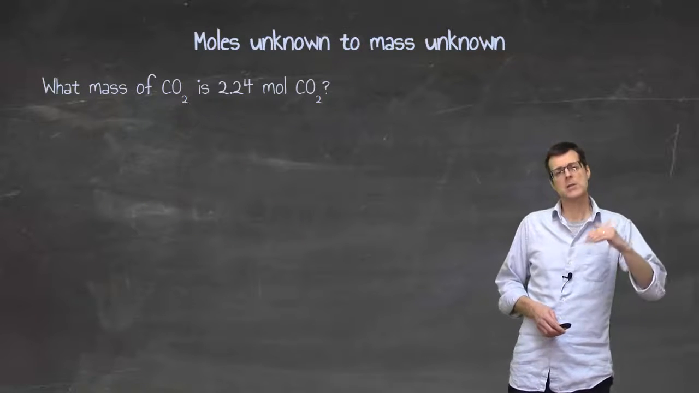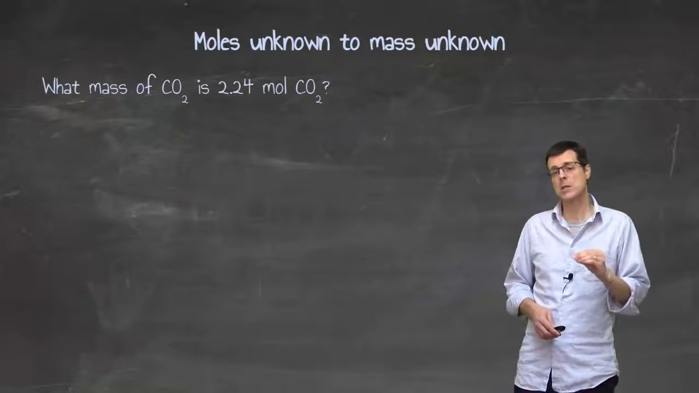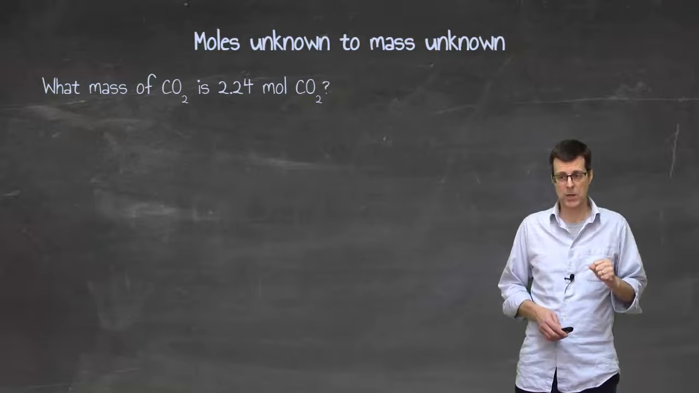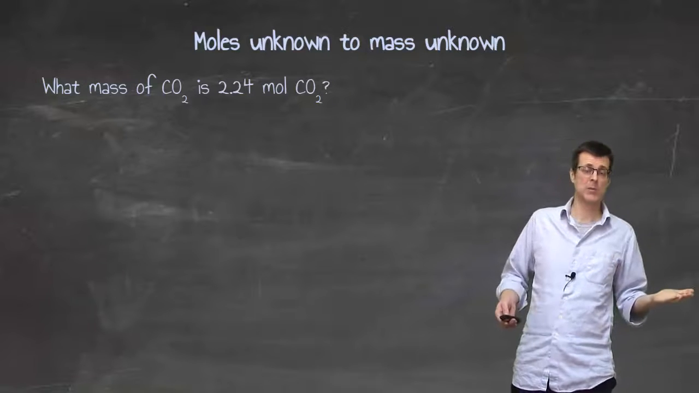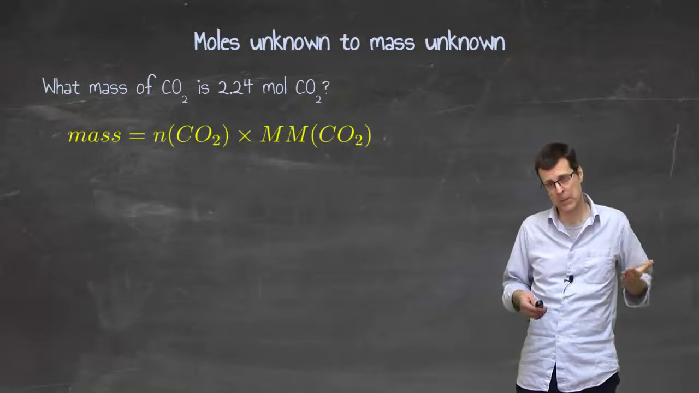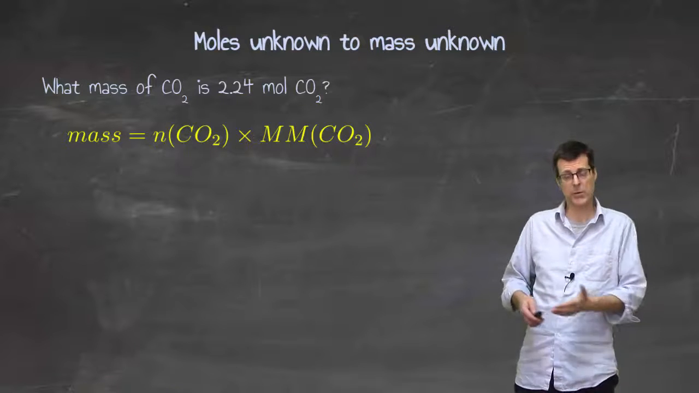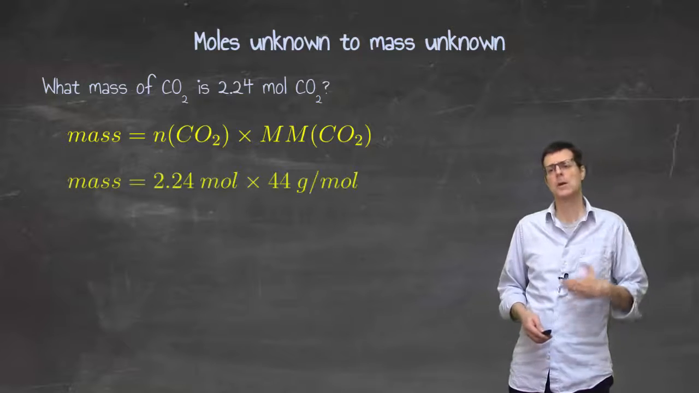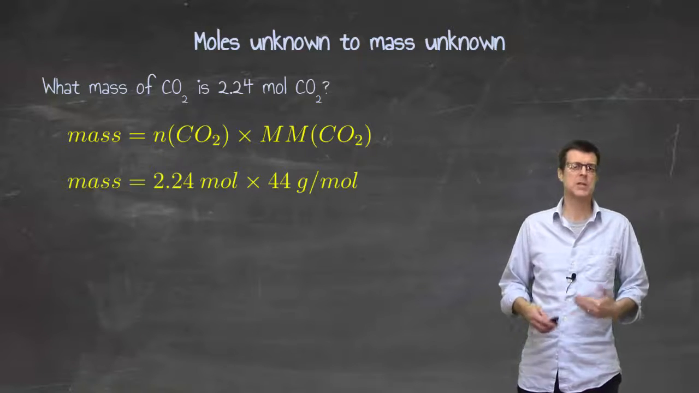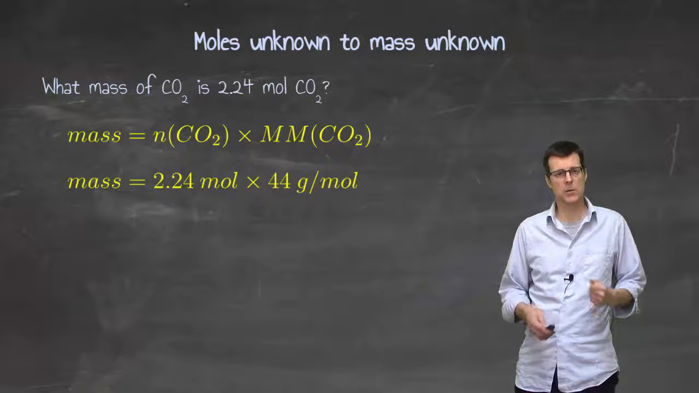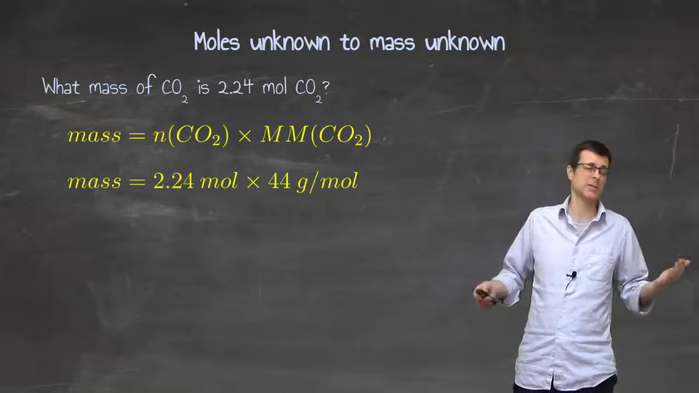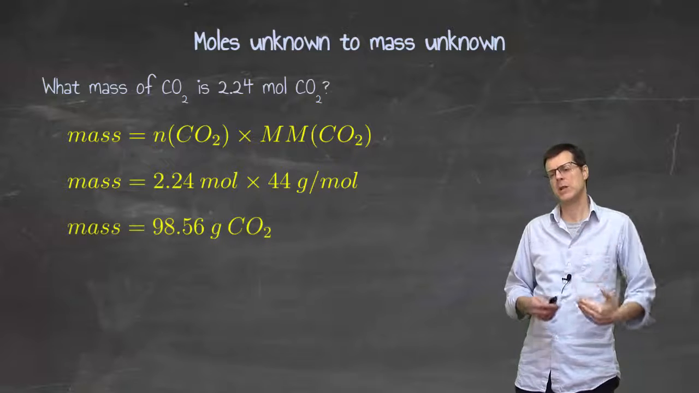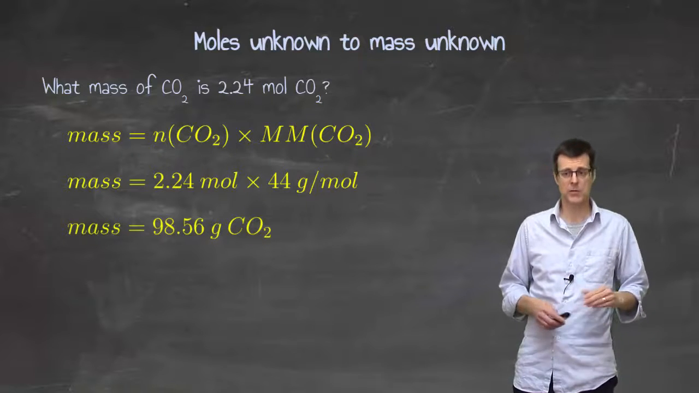Next step is to turn that number of moles of carbon dioxide into a mass. So the last step was 2.24 moles of carbon dioxide. How much does that weigh? Well, I'm going to take my number of moles, 2.24, and multiply it by the molar mass of carbon dioxide. So 2.24 moles times the molar mass of carbon dioxide, which is 44 grams per mole. Again, don't take my word for it. Try it out yourself. That gives me 98.56 grams of carbon dioxide.